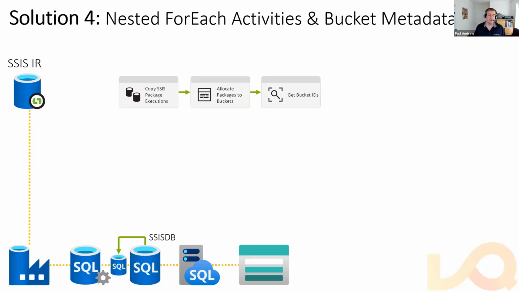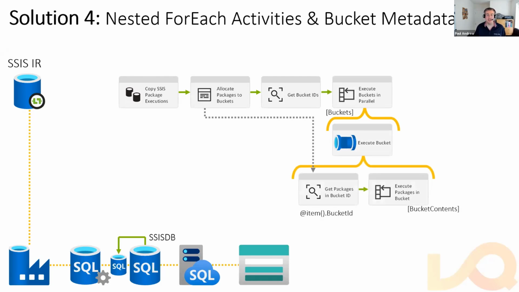And then at runtime, we get that array of buckets and we give it to a for each activity. We then have an execute pipeline, and within that execute pipeline, we have another lookup and we say, for that bucket ID that you've given me, return me an array of the bucket contents. So you see that we then have a second level for each activity in there. And then we say at that level, run my package.